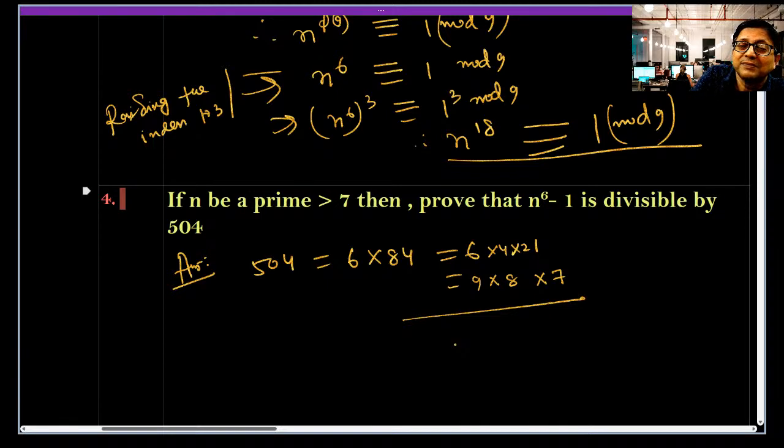n is a prime greater than 7. So this is prime. We can use, if required, Fermat's theorem. We can use Euler's theorem. You can use common congruences also. Am I correct? You try, take 1 or 2 minutes time and then I will solve it. Try.